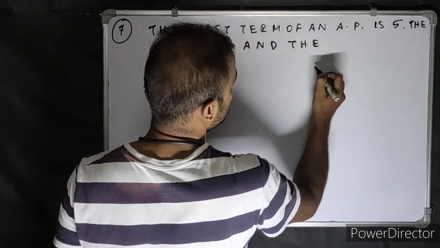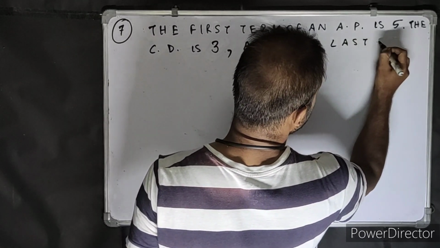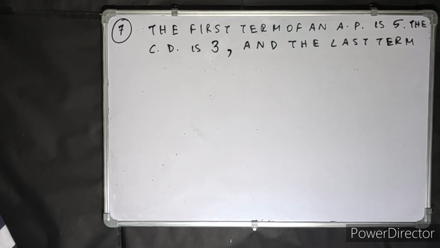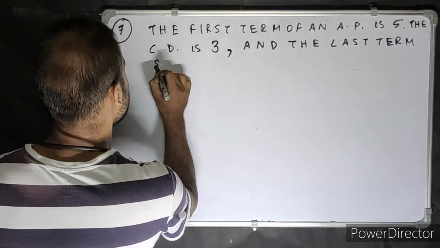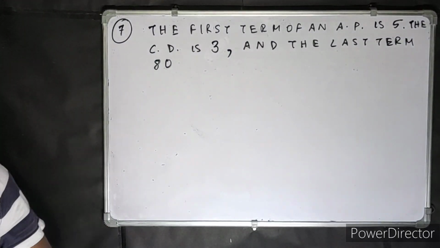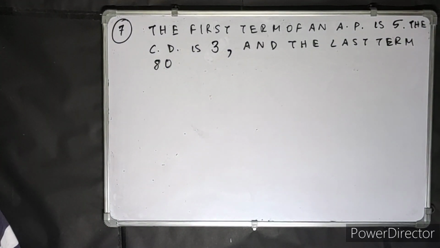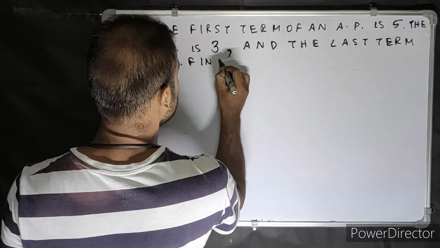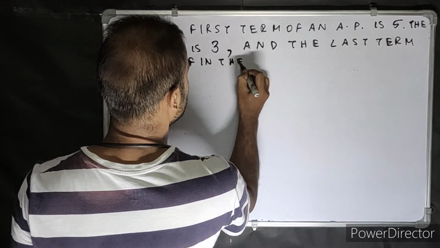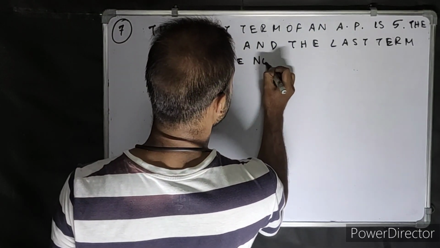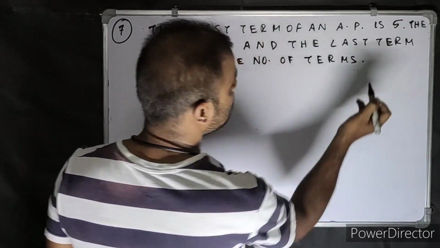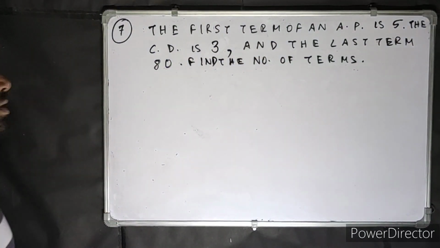And the last term, what is the last term? The last term is 80. And it is also given that, find the number of terms. Very simple. Find the number of terms. Very simple question.